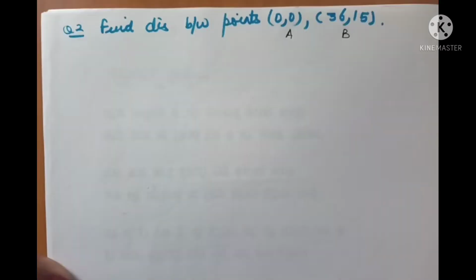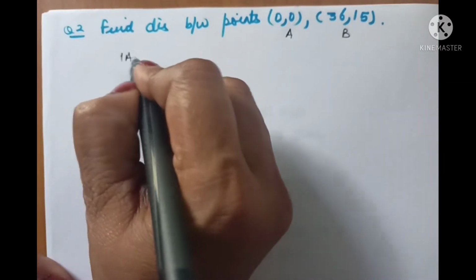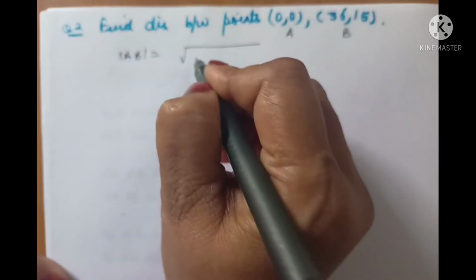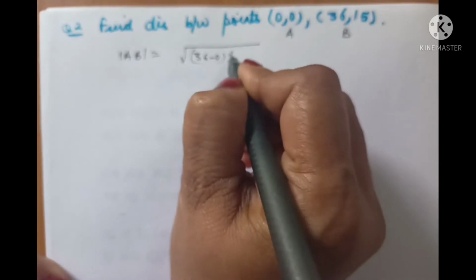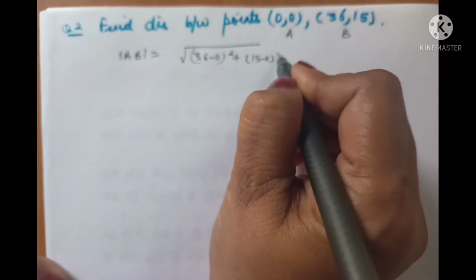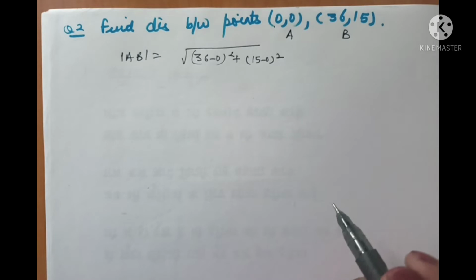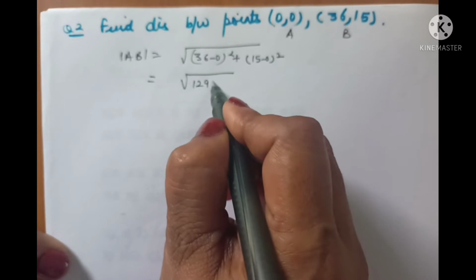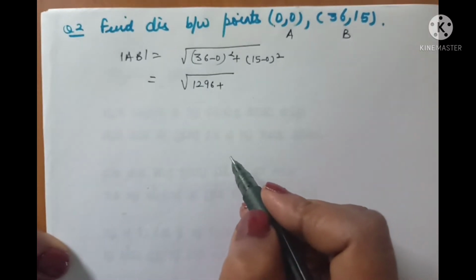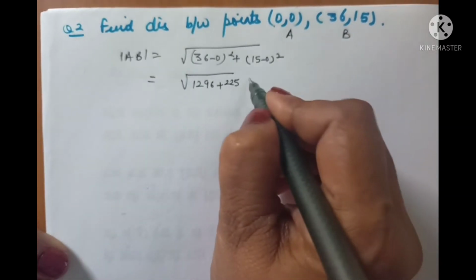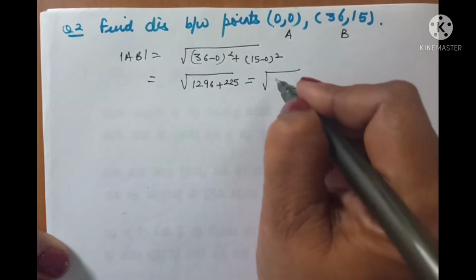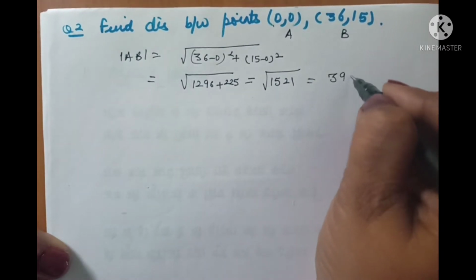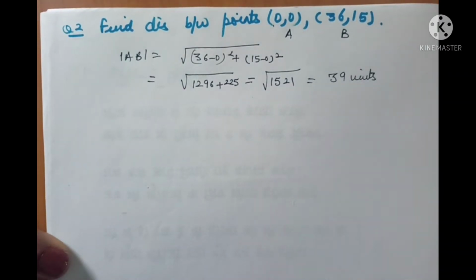Let's go to question number 2. Now here the distance AB will be given by the square root of x2 minus x1 whole square, that is 36 minus 0 square, plus 15 minus 0 square. And now what is left is just calculation. You can do it. This gives you 36 square, that is 1296, plus 15 square, that is 225. And once I add, I get root of 1521, and my answer comes out to be 39 units.